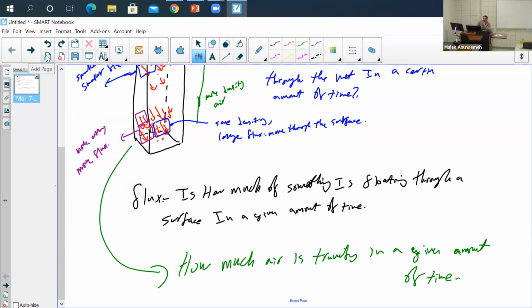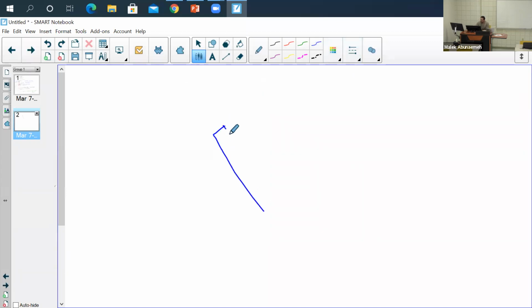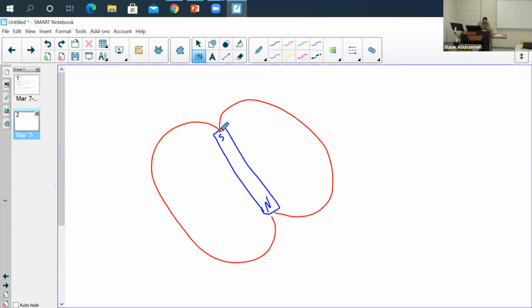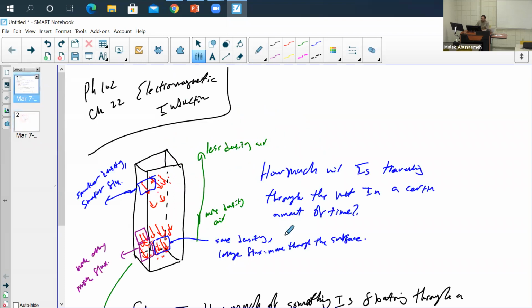Now let's look at it from a magnetic point of view. Let's say you have a magnet. This is our magnet right over here. This is our north pole, this is our south pole, and you have the magnetic field going from north to south. Let me write down flux. What we're going to be talking about is your magnetic flux.